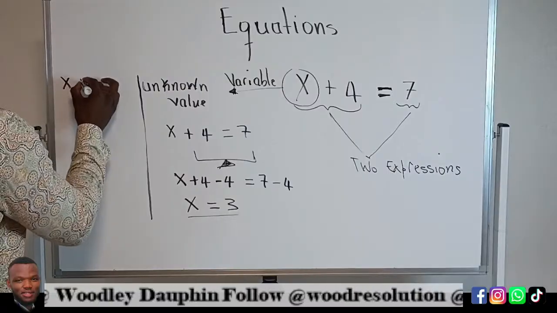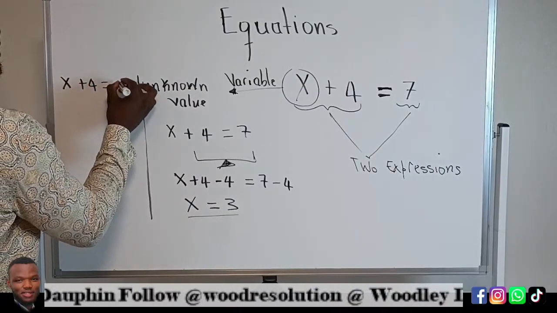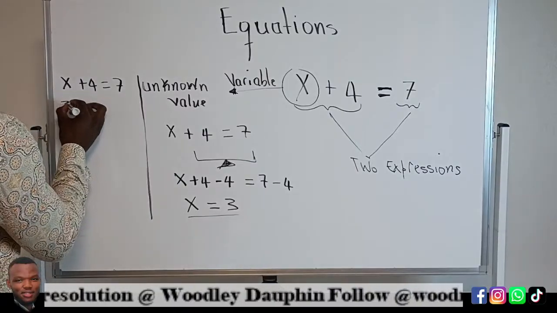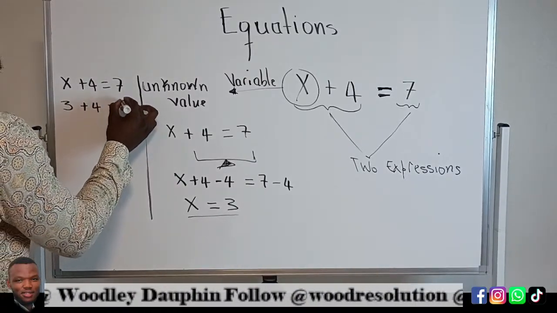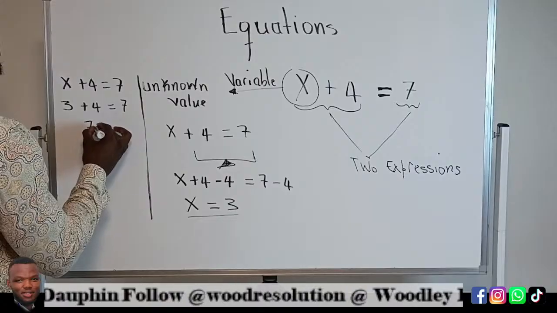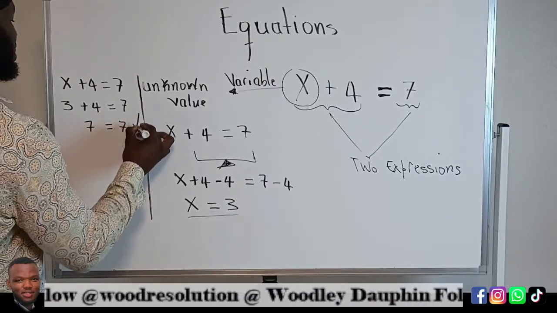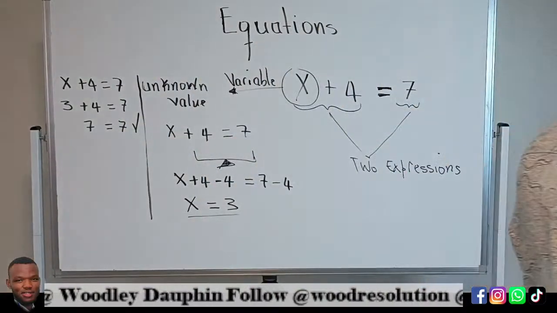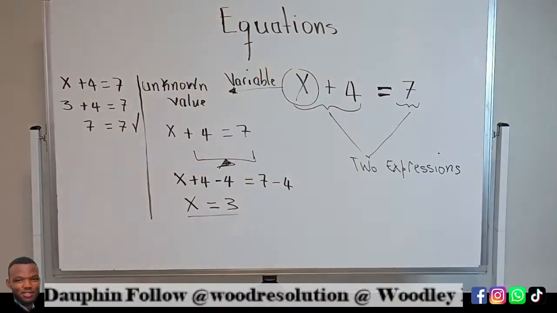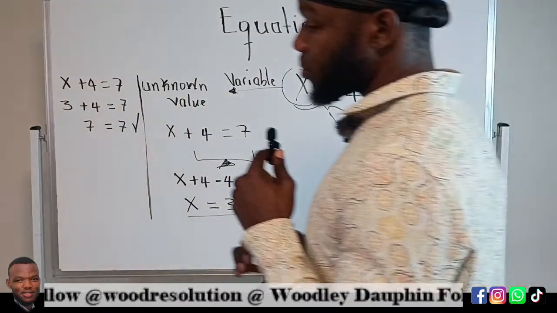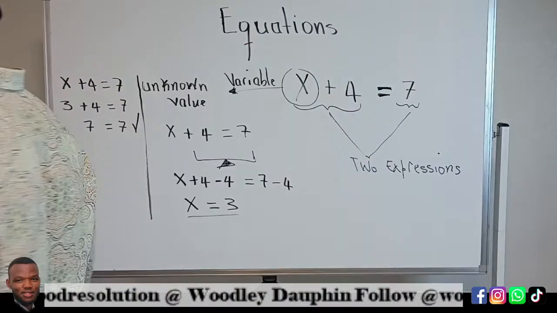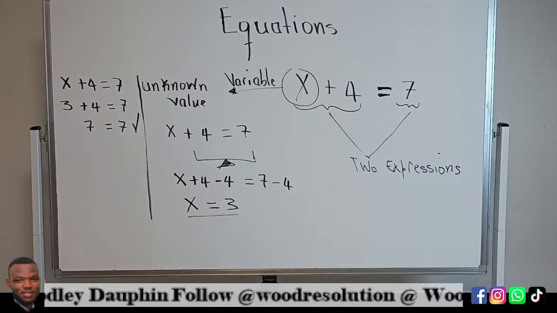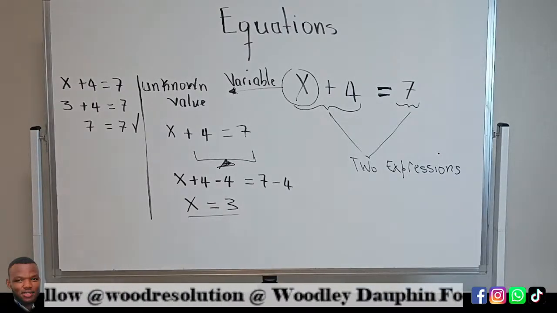So let's go. The equation was initially like that. So we gotta replace x by 3. So 3 plus 4 equals 7. 7 equals 7. That can be checked because this is the right balance. This is exactly the value for x. 3 is exactly the value for x right now, since I see that it balances.